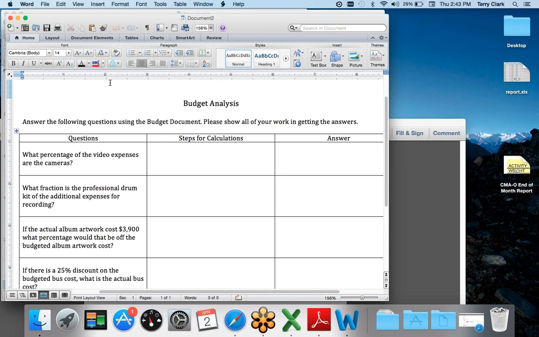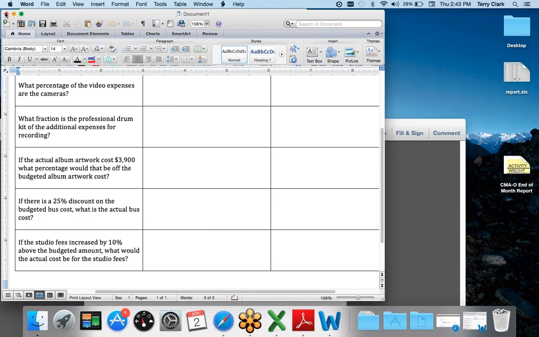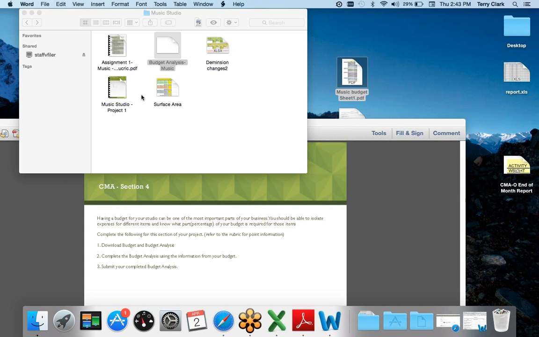So it says what percentage of the video expenses are cameras. So that means we've got to fill in this information. You're going to show your steps, and then you're going to provide your answers. Okay, so your steps is actually the work it took. What did you have to multiply together to come up with the what percentage of the video expenses are cameras? Okay, what did you have to divide to come up with that percentage?